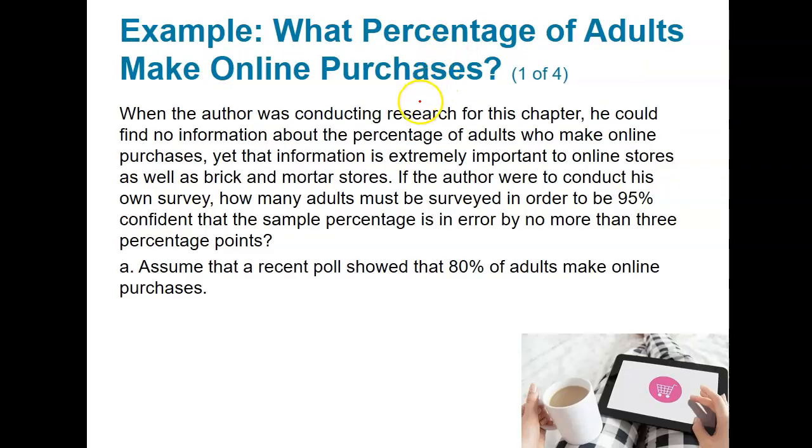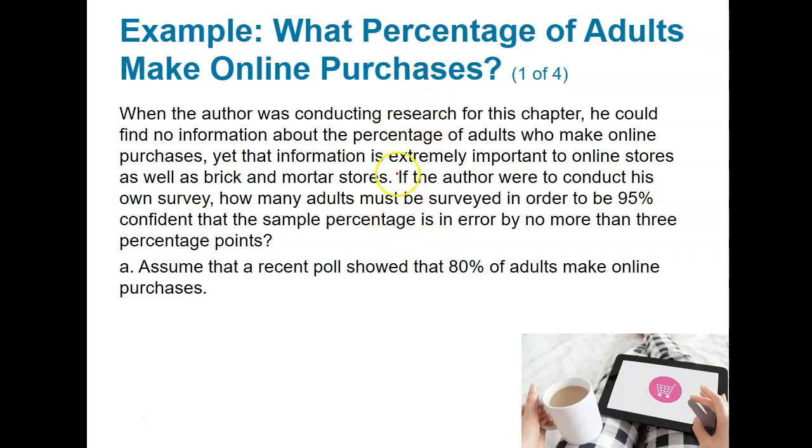Okay, so here's an example. When the author was conducting research for this chapter, he could find no information about the percentage of adults who make online purchases, yet that information is extremely important to online stores as well as brick and mortar stores. If the author were to conduct his own survey, how many adults must be surveyed in order to be 95% confident that the sample percentage is in error by no more than 3 percentage points?